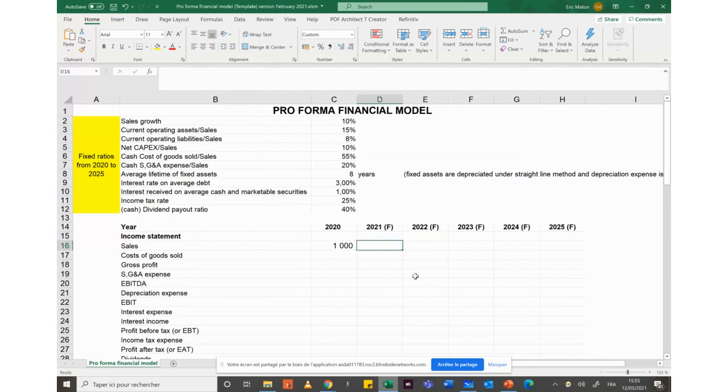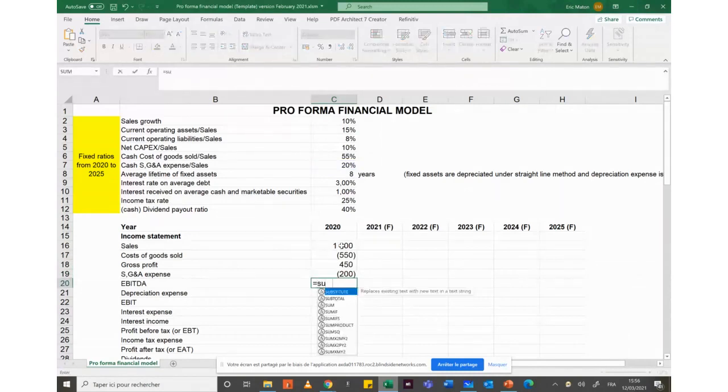We suppose the ratios are already respected in 2020. In reality, we find the ratio from the past data. So it's what we have in 2020, and we apply it to the future. So the cost of goods sold represents 55% of the sales revenue. We put dollars in order to keep this one. The gross profit is the difference. SG&A expense represents 20% of the sales revenue. The EBITDA here is the difference.